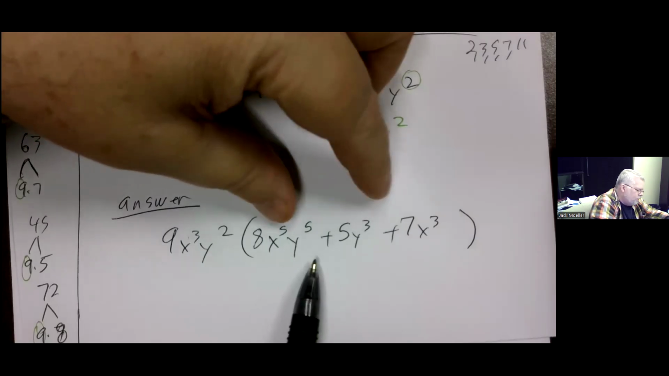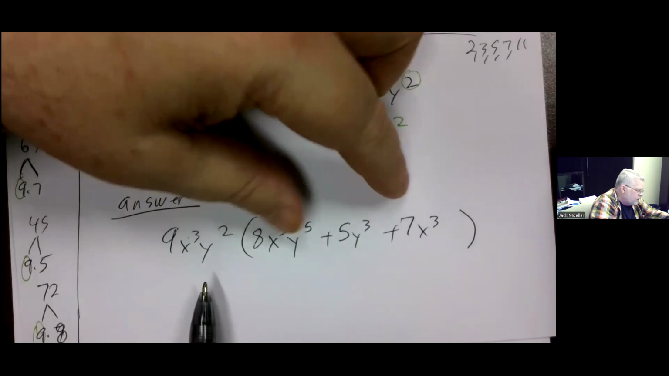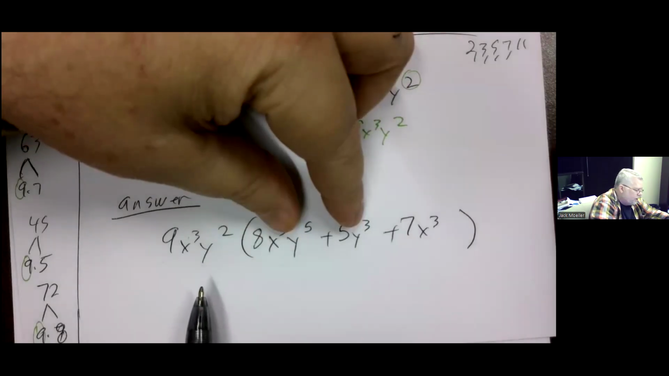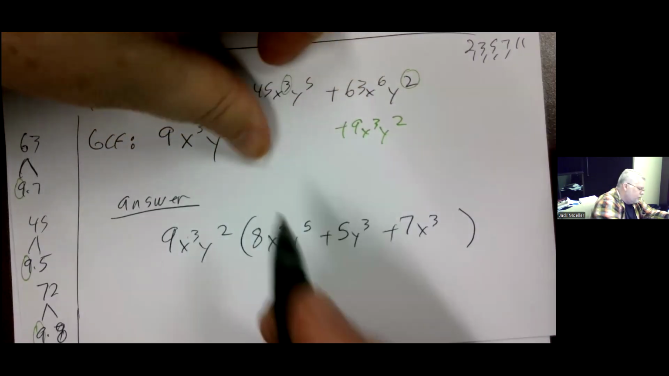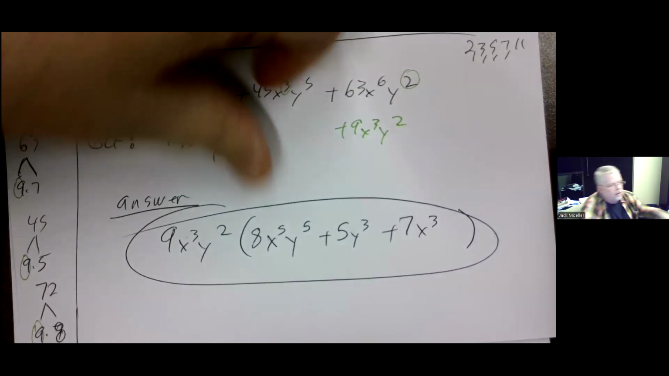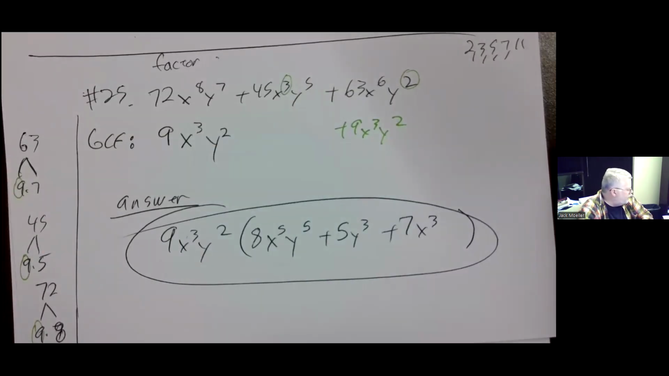Variable-wise, only these 2 have x's, only these 2 have y's, so we didn't miss anything there. Can this factor again? These exponents are bigger than 2, so no, that is our answer. So other than potential negatives, that's as messy as GCF is going to get.